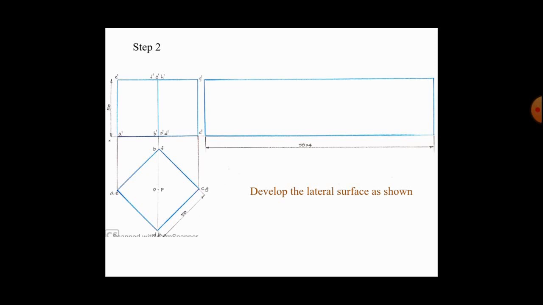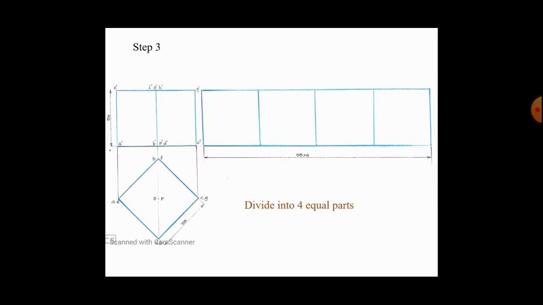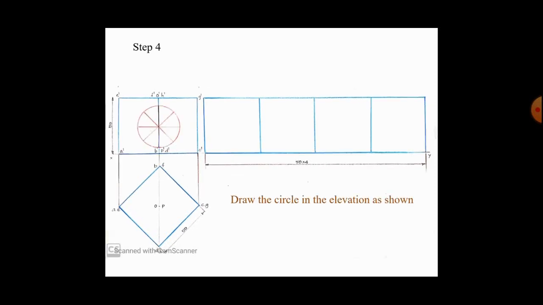In step 2, you have to develop the cube. That means you have to develop the lateral surfaces in such a way that the total length is 4 into 50. So that is the total development of the figure. And in the next step, you divide the developed cube into 4 equal parts, each of length 50, which is shown in the figure. Now here you have to drill the hole.